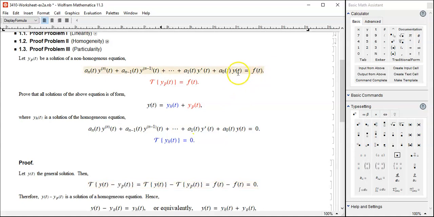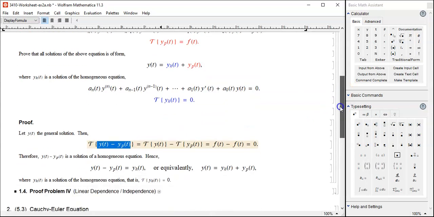So if I put those into this left-hand side, this operator, what do you get? T of y minus yp, and then apply that property of this operator, the linearity, which we proved in the first problem. We can separate them. So T of y minus T of yp, and both are coming from this. So we have f of t minus f of t, so it's 0, which means T of y minus yp is equal to 0. Wait a minute. That means y minus yp is a solution of a homogeneous equation. This one.